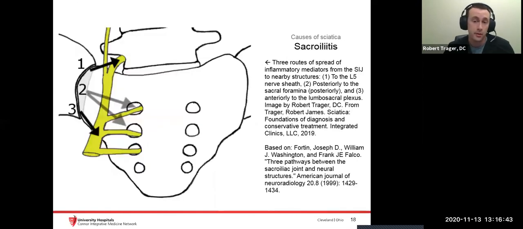Sacroiliac joint problems can rarely cause sciatic pain. In my experience, it's not very frequent that it will produce a full-blown sciatic pain all the way down the leg. However, it does happen. Typically, these are patients with some kind of autoimmune arthritis, such as psoriatic arthritis, which likes to go after the sacroiliac joint. And the mechanism here is inflammatory mediators will build up in this joint as inflammation builds. The inflammation leaks out. It can go to this L5 nerve, it can go to these sacral nerves, and it can go to the lumbosacral trunk. And these nerves go down and they descend and they form into the sciatic nerve.